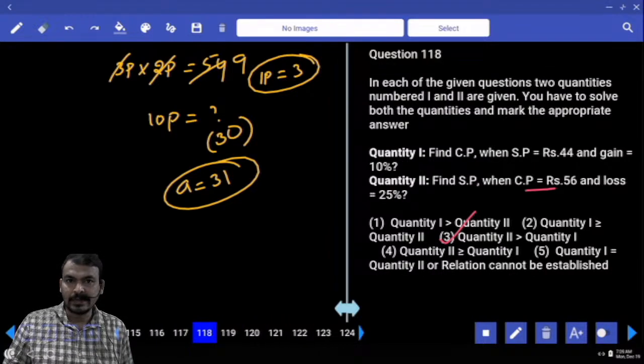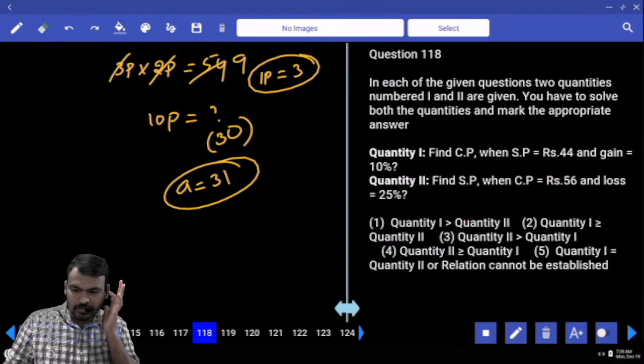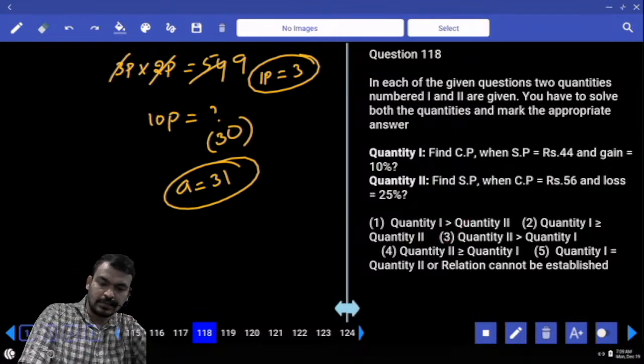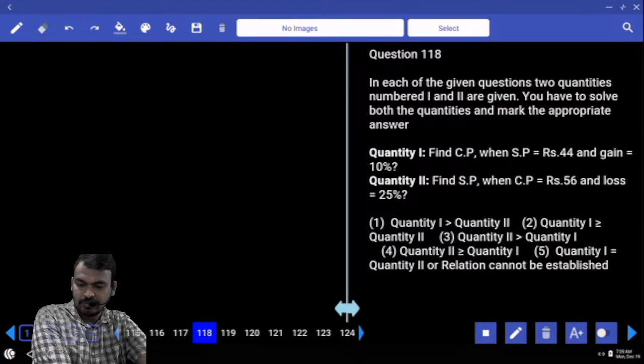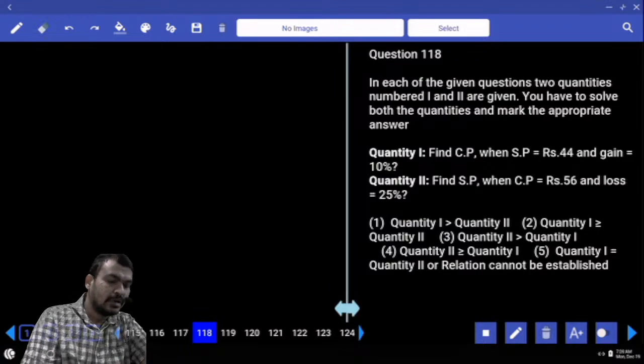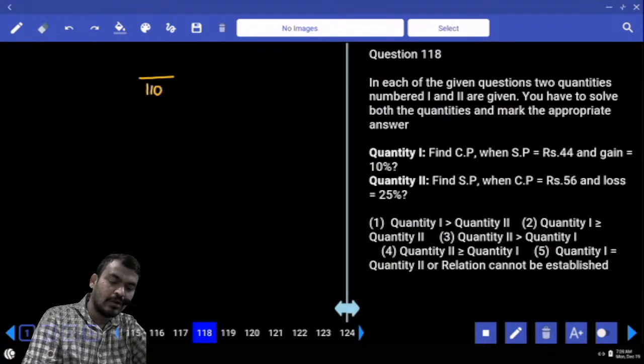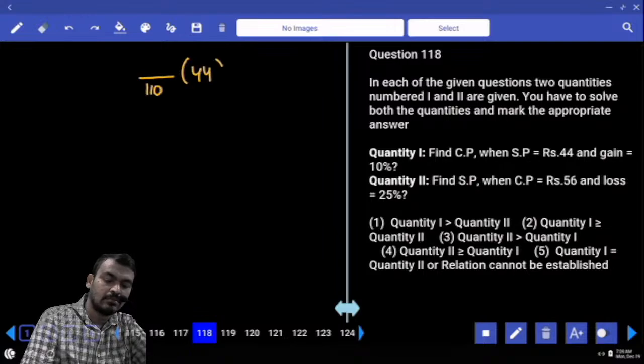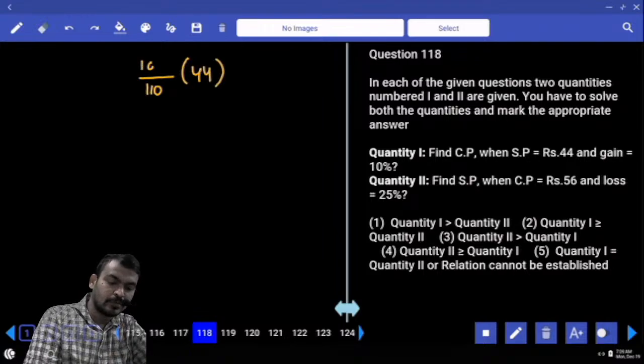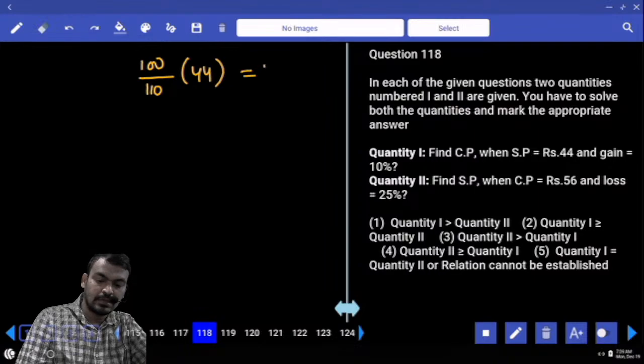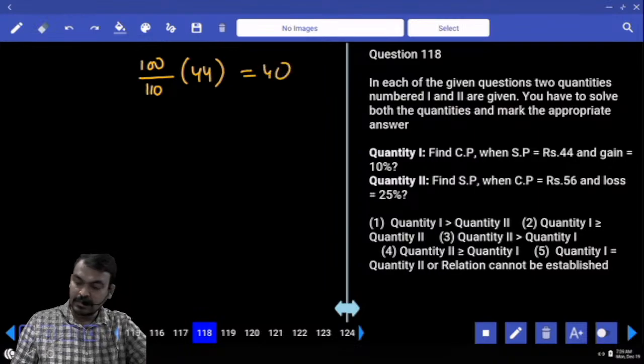Next, 118. Find the cost price. We require the cost price, but the selling price is given as 44. Gain is 10%. 10% gain means the selling price is 110%. What is the 110% value? 44. We require 100%. What is the answer? 40. Next, the second one.